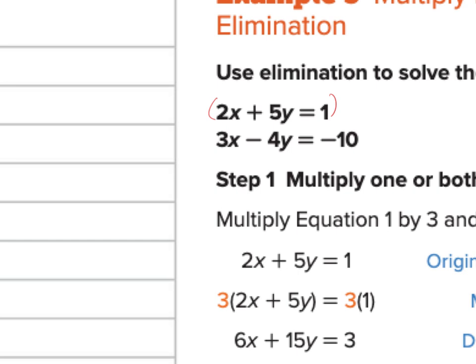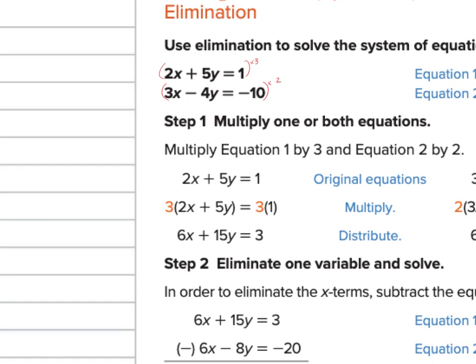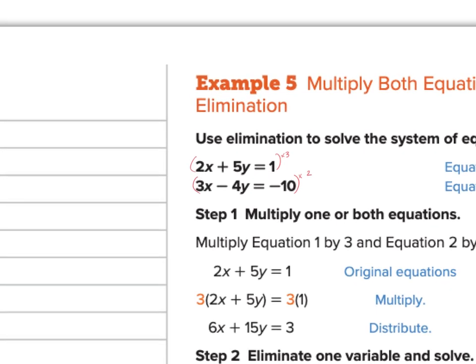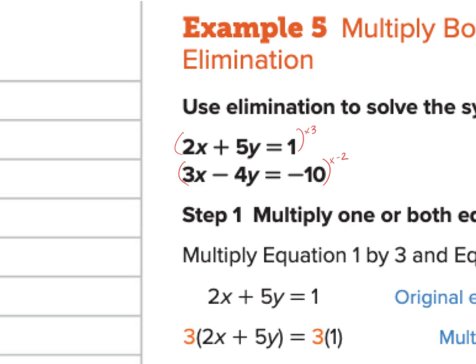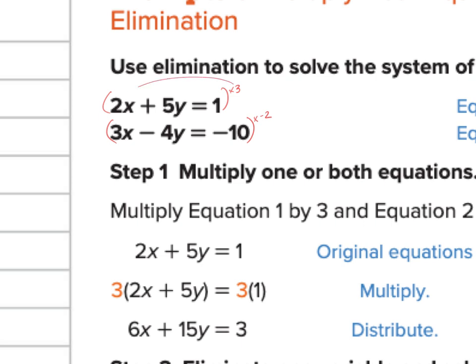So I know that 2 times 3 is going to give me 6, and then I would have to multiply 3 times 2, and that would give me 6. But remember, it has to be an opposite sign. So what they want to do then is I would just say right here, let's multiply by a -2. Okay, and we would then result with distributing, right? 3 times that, we get 6x plus 15y is equal to 3. When we distribute the -2, we get -6x plus 8y is equal to 20.